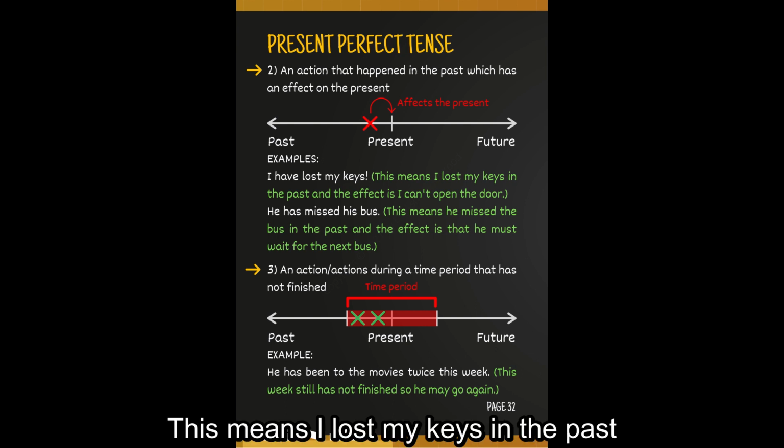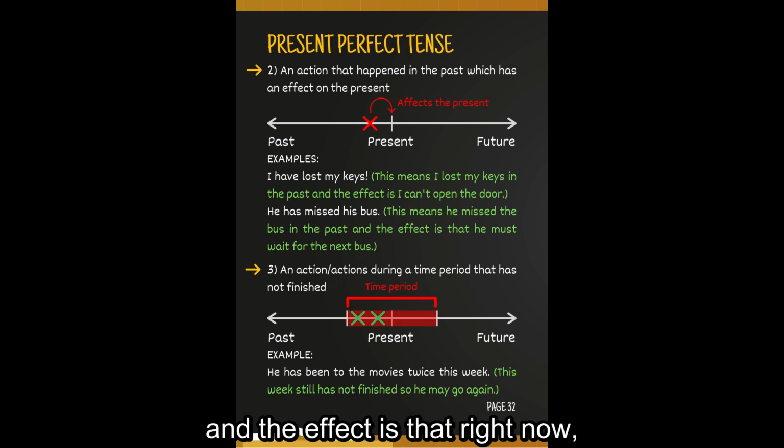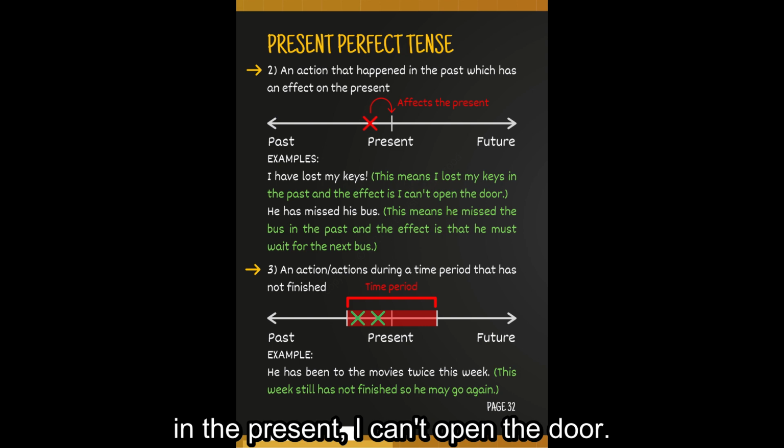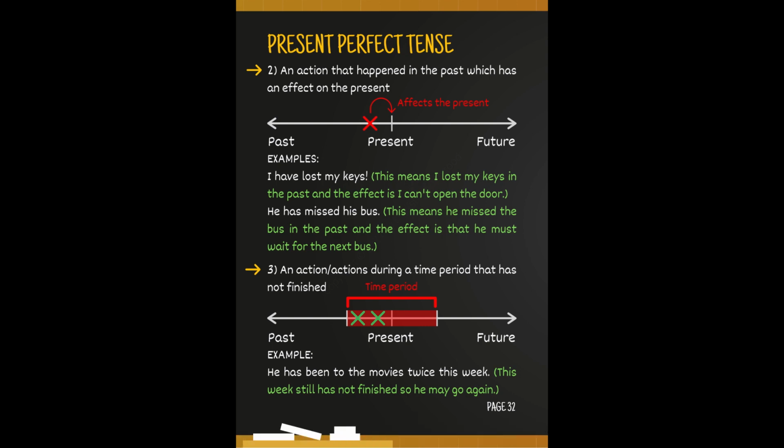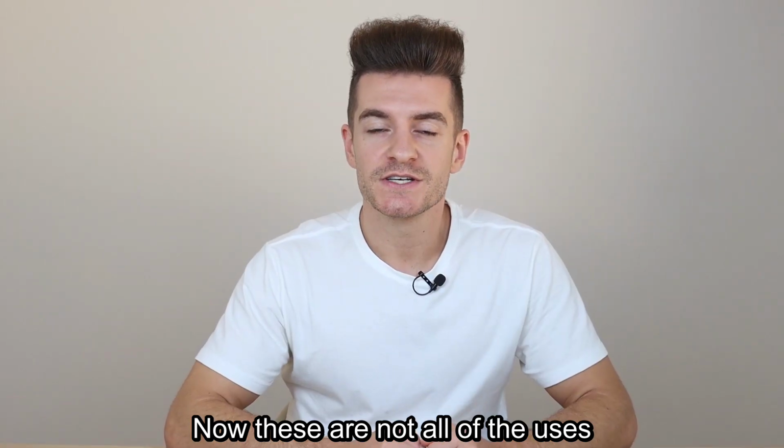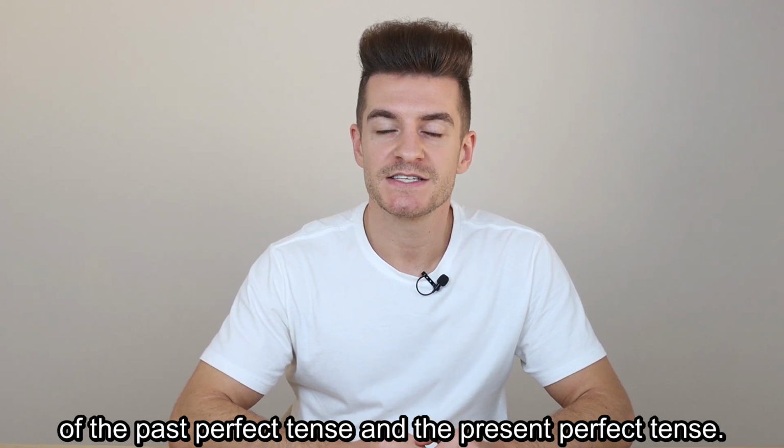This means I lost my keys in the past, and the effect is that right now, in the present, I can't open the door. Now, these are not all of the uses of the past perfect tense and the present perfect tense.